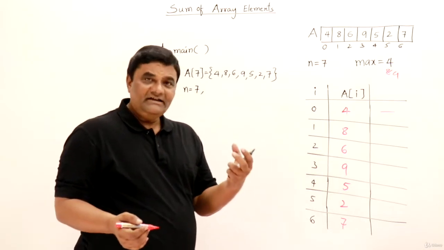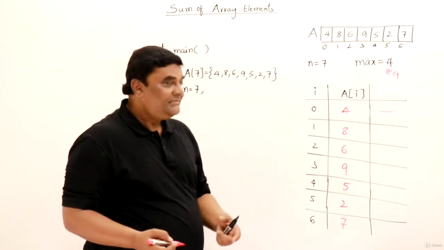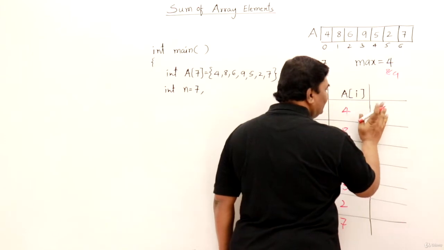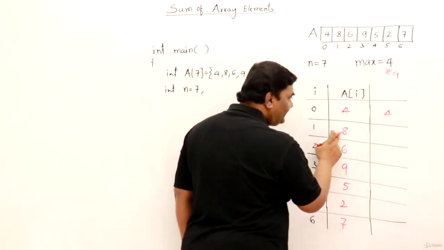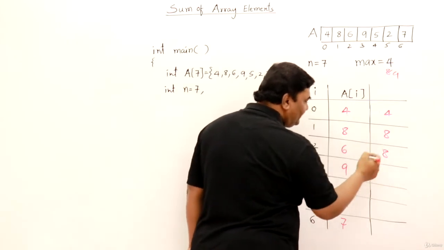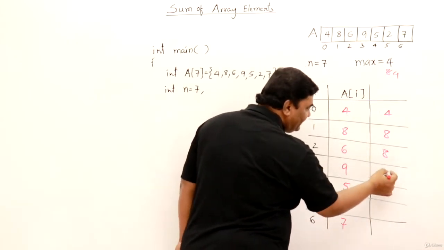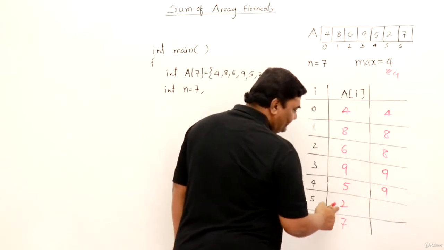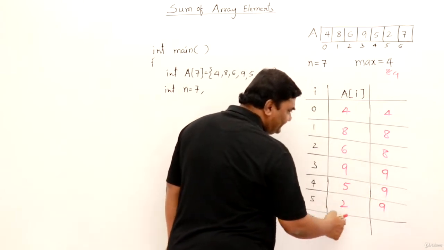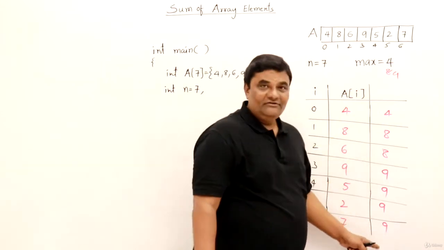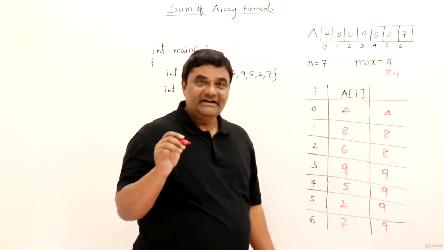So you need some value that you have to remember, which is the maximum. Initially we'll make it 4. So maximum is 4. Then we'll see that 8 is greater than 4, so change it. Then 6 is not greater, let it be 8 only. Then 9 is greater than 8, so change it. 5 is not greater than 9, let it be 9 only. 2 is not greater, let it be 9 only. 7 is not greater, let it be 9 only. So this is how we maintain the value of max that will give us the maximum element.